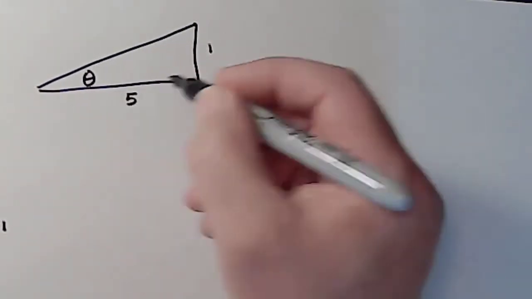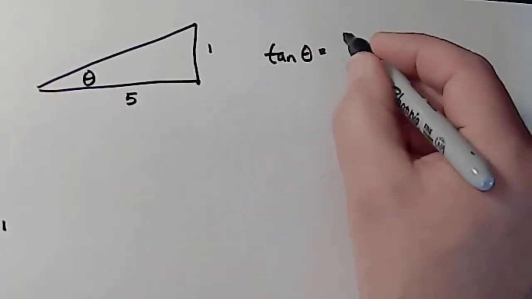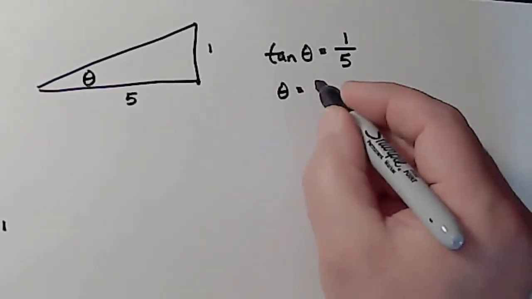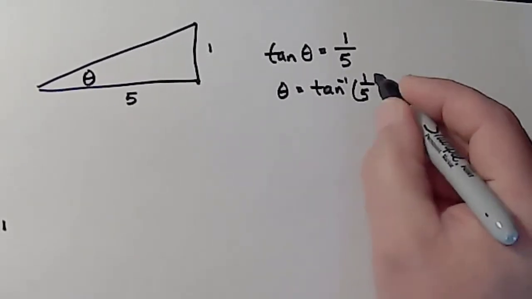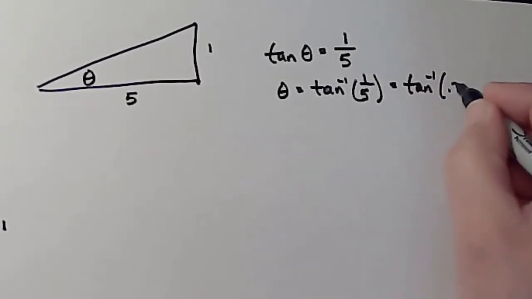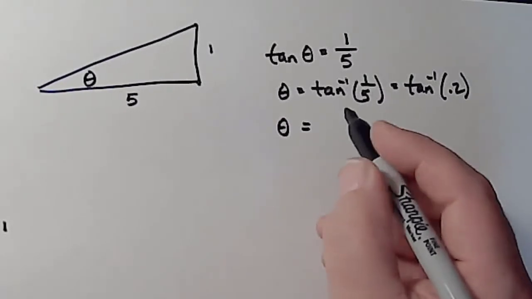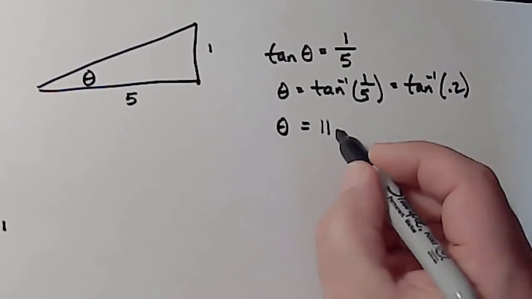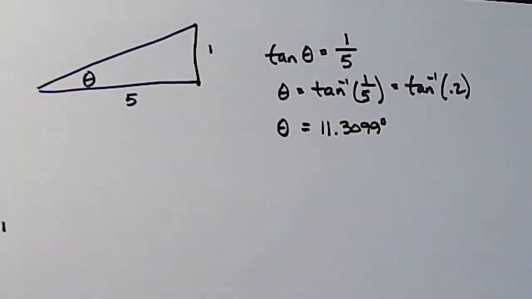This is 1, this is 5, and therefore the tangent of theta equals 1 over 5, opposite over adjacent, or theta equals the inverse tangent of 1/5, which equals the inverse tangent of 0.2, or theta equals 11.3099 degrees.